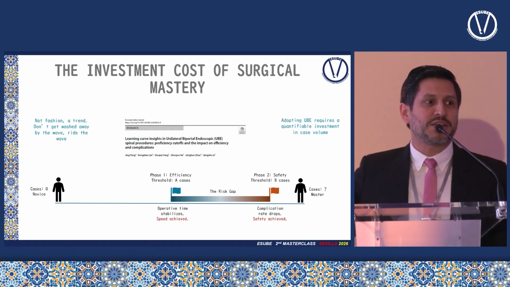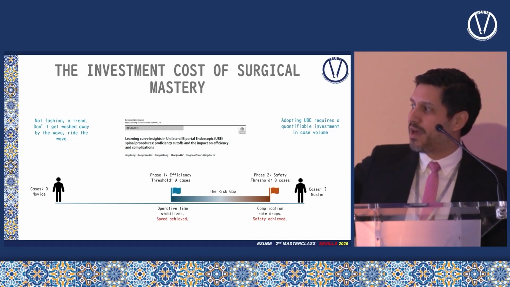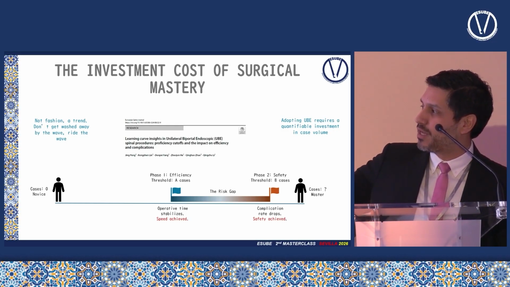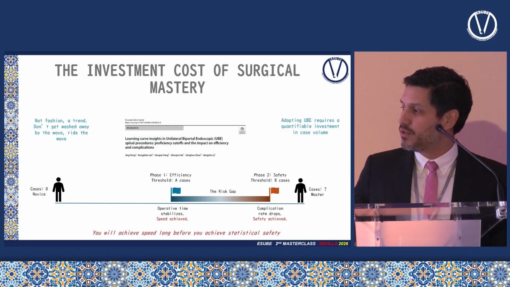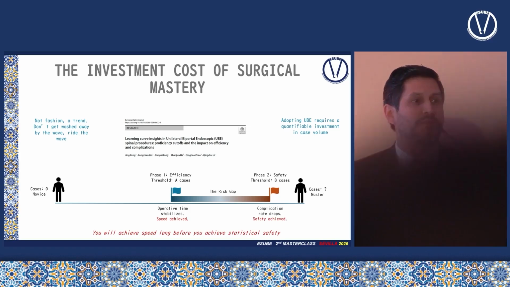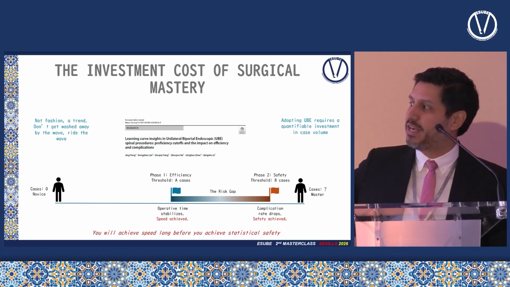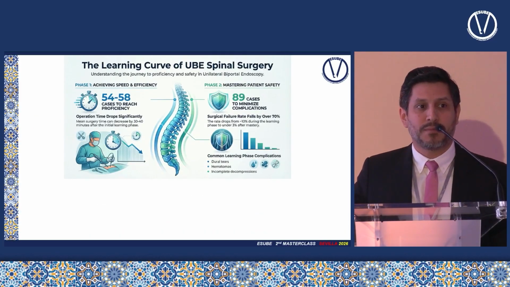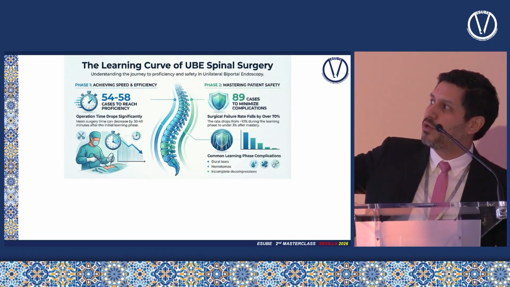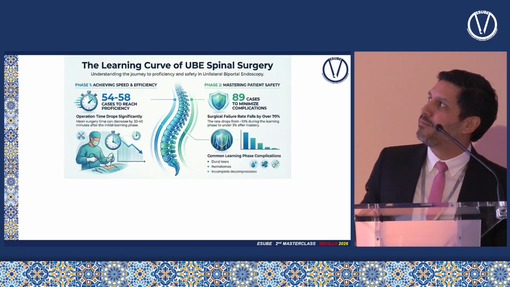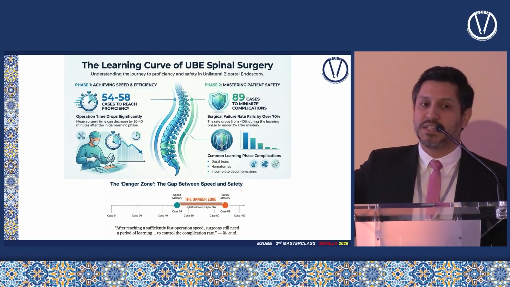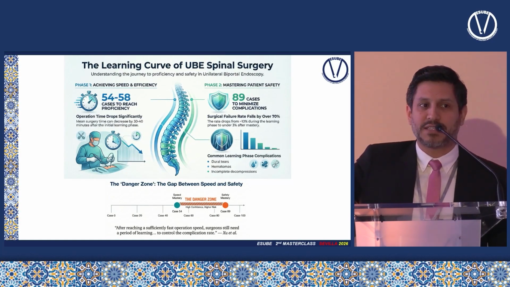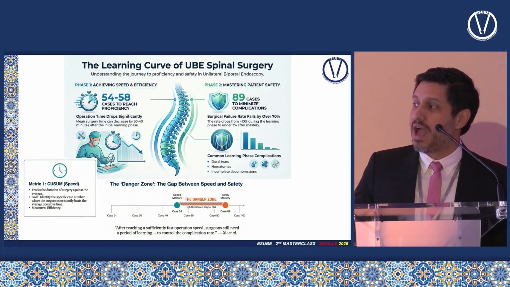And there is this very nice graphic where we can see that you're going to have a cutoff of cases in order to have efficiency, and then another cutoff of cases when you're going to have safety. So you're going to achieve a speed long before you achieve safety because you're going to need a number of cases in order to reduce your complications. We do have literature about this, a number of cases that you need in order to achieve speed and efficiency and then mastery and patient safety. And there is this danger zone between when you're doing the things really fast and then when you're reducing your complications.